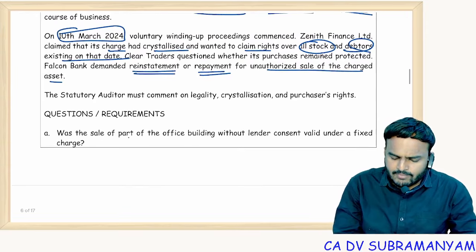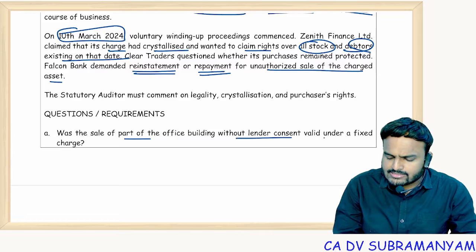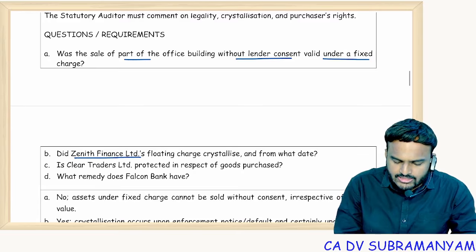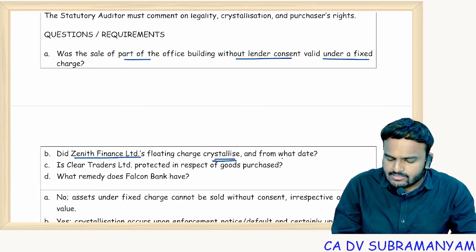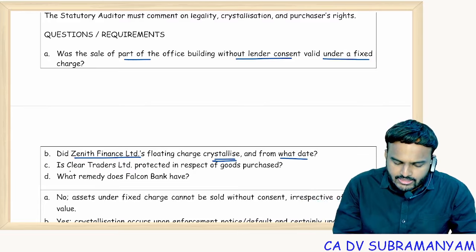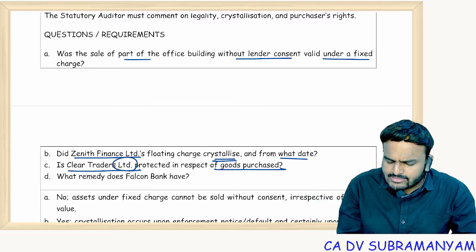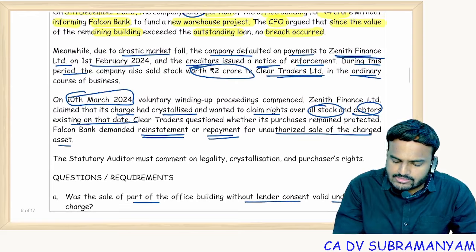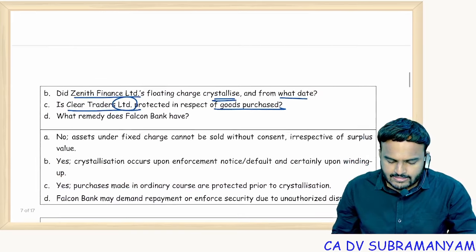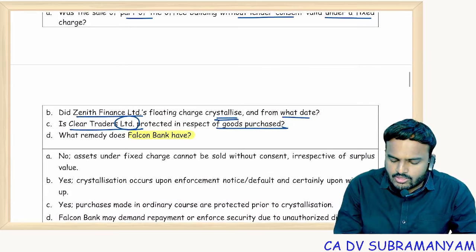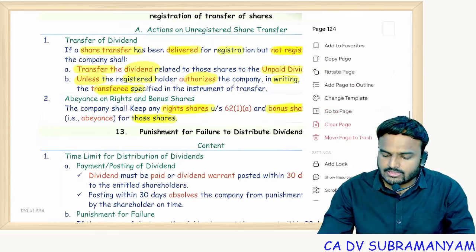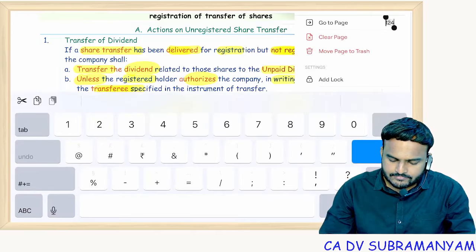Was the sale of part of the office building without lender consent valid or invalid? Second question, did Zenith Finance Limited's floating charge crystallize, from which date? Is Clear Traders Limited protected in respect of goods purchased? Because it is in the ordinary course of business, you can see here, ordinary course of business. Next, what remedy will Falcon Bank have? So we'll see the charges chapter.